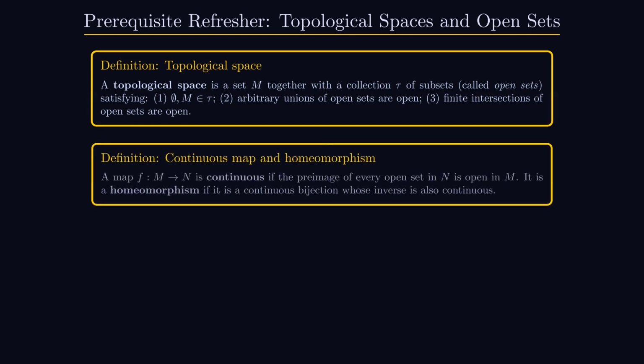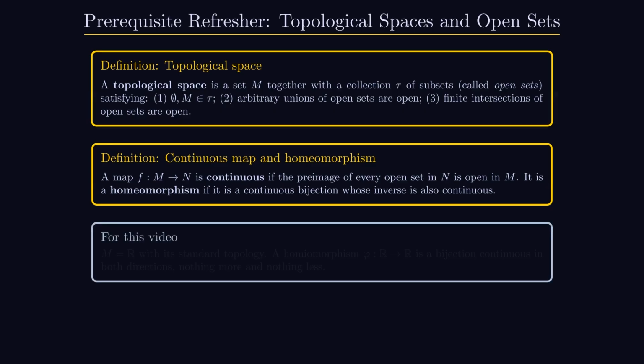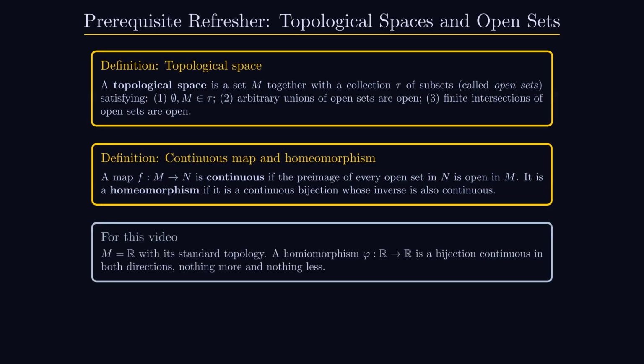A map F from M to N is continuous if the preimage of every open set in N is open in M. Combined with a continuous inverse, this recovers the homeomorphism condition stated a moment ago. The two spaces are then topologically indistinguishable. Throughout this video, M equals R with its standard topology generated by open intervals. A homeomorphism from R to R is simply a continuous bijection with a continuous inverse. There is no further condition. A chart on M is then precisely a homeomorphism from an open subset of M into Euclidean space, which is what we examine next.